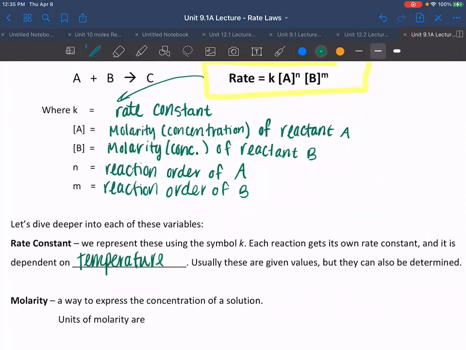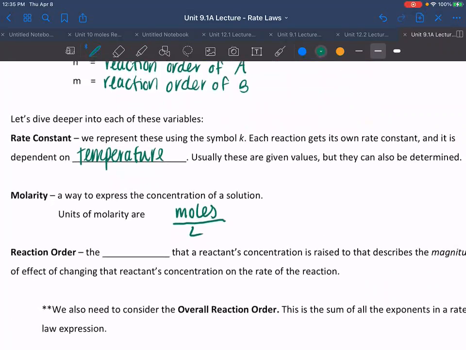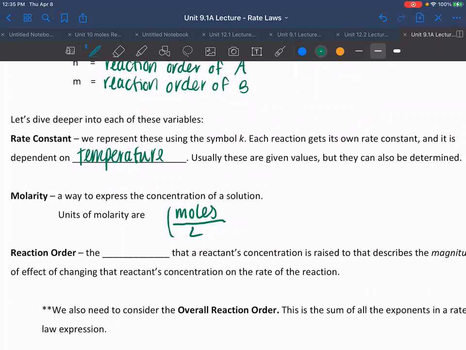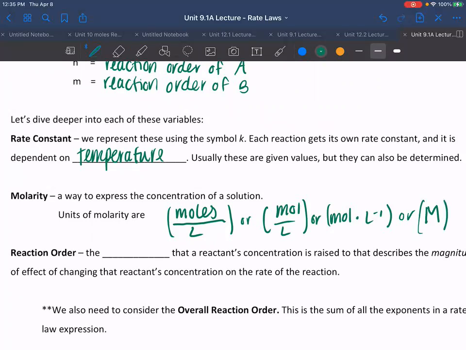Then we have molarity. And so molarity is just a way to express the concentration of a solution, but it has specific units. So the units of molarity are our friend moles. So it's how many moles are in a liter. So it's moles per liter. We can write this also as MOL over L. You might see this as MOL times L to the negative first power, which means the same thing. Or sometimes people write it as capital M. So this means molarity. It's just a measurement of concentration.